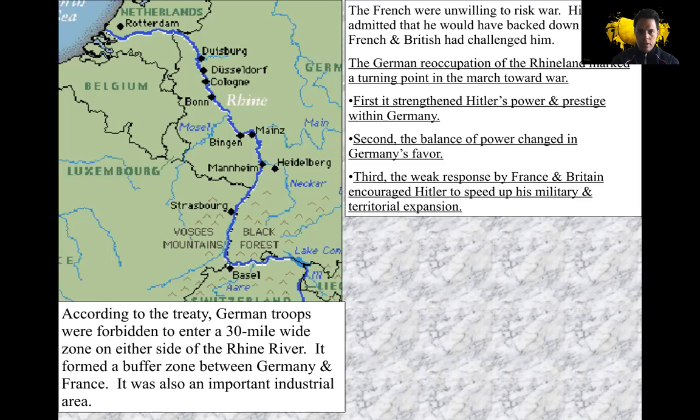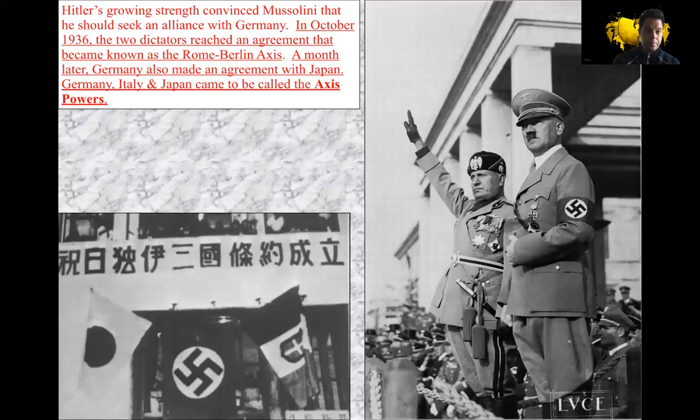First, it also strengthened Hitler's power and prestige in Germany. Second, the balance of power changed in Germany's favor. And third, it showed that France and Britain were weak and that Hitler could do whatever he wanted. And this is going to be sort of the tale of the tape from here on out.